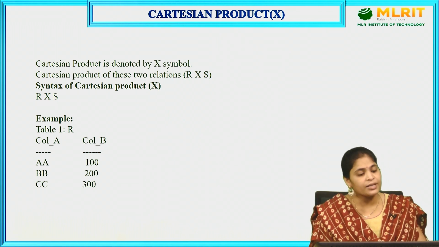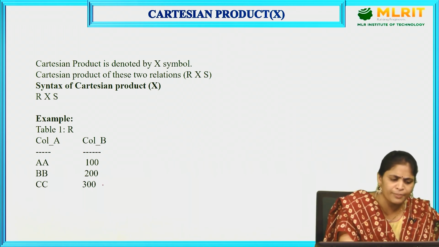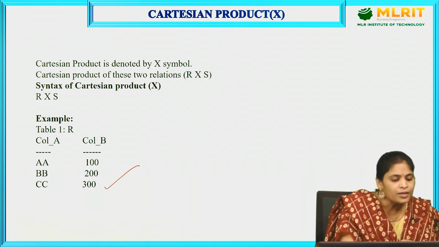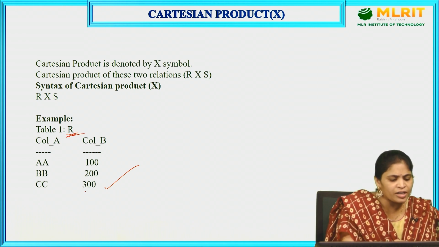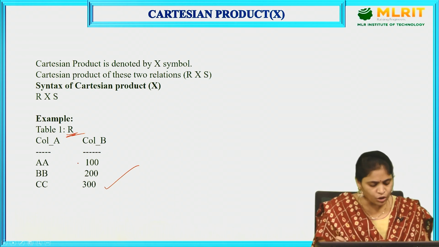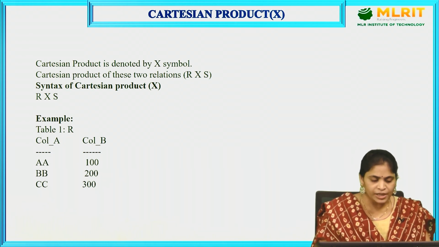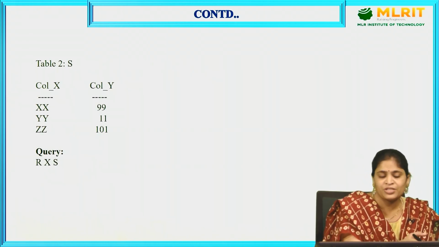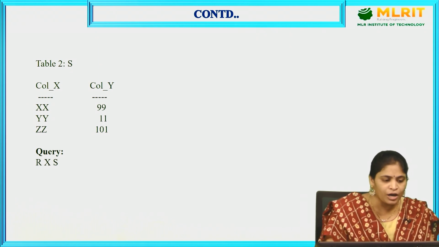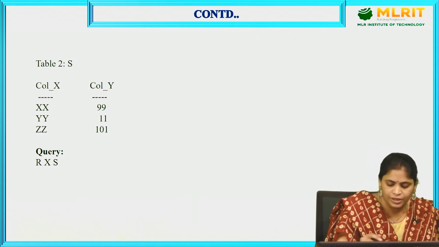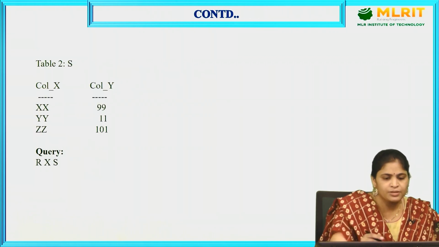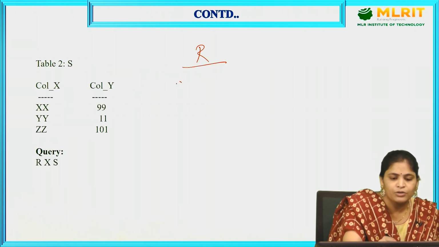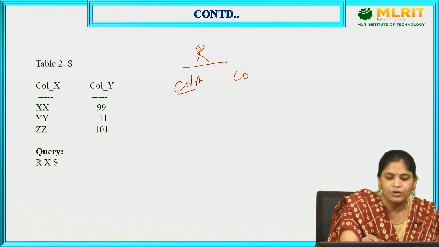Let us deal with this using a simple example. Here I have already plotted it. The table name is R, and R contains two columns, column A and column B. Next, let us consider the S table, which also contains two columns. Now, to represent R cross S, what is the output here?